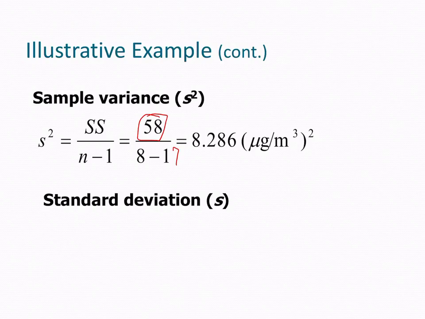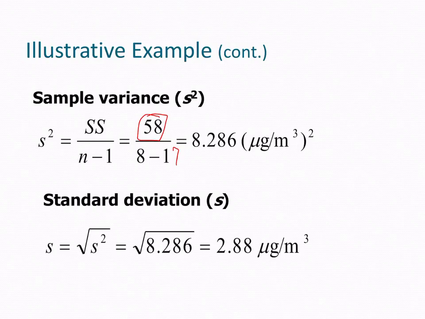When you take 58 divided by 7, it's going to equal 8.286. Next part of our formula to figure out standard deviation. The formula for standard deviation at this point will be s is equal to the square root of s squared. We already figured out s squared. Don't let this confuse you. s squared equals 8.286. When you take the square root of this, which is exactly what we're doing right here, you're going to get a value of 2.88. That is our standard deviation.